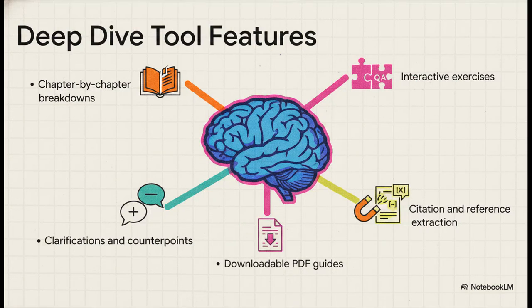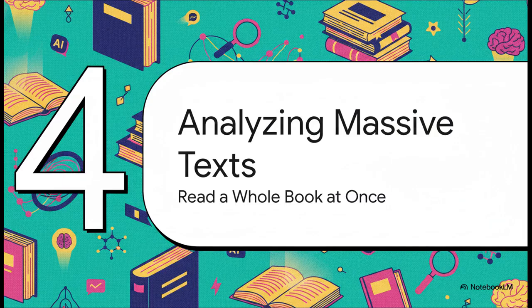So, what really makes these tools a deep dive? It's all the features that are designed for active learning. You get these amazing chapter-by-chapter breakdowns, interactive exercises to check if you actually remember stuff, and even counterpoints that make you think critically. For academics, tools like Scholarcy can pull out all the citations, which saves just hours of work. The point is, these features push you from just passively consuming to actively engaging with the material. But what if your job is even bigger?